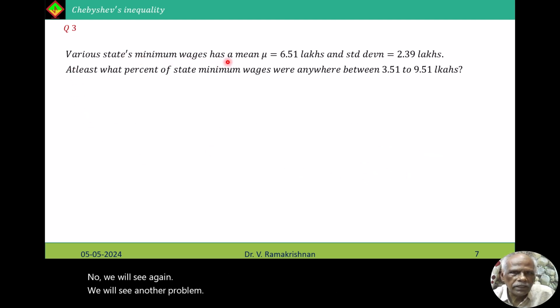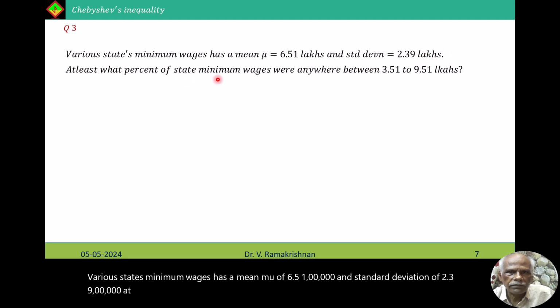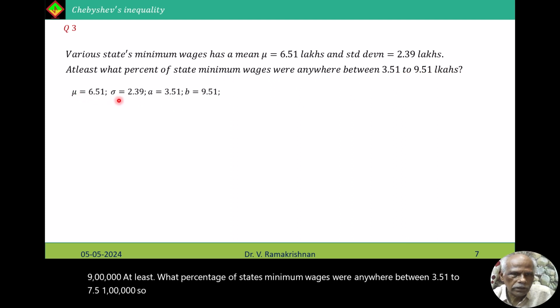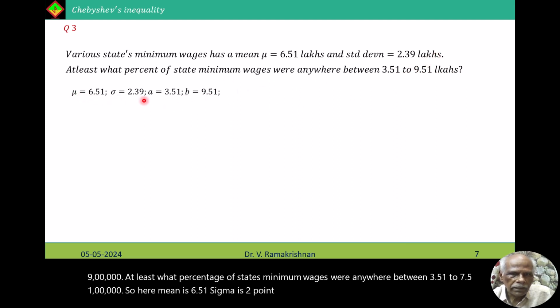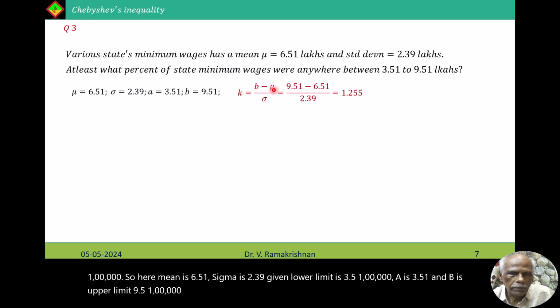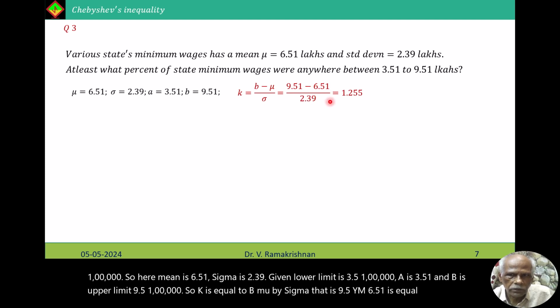Various states' minimum wages have a mean mu of 6.51 lakhs and standard deviation of 2.39 lakhs. At least what percentage of states' minimum wages were anywhere between 3.51 to 9.51 lakhs? So here mean is 6.51, sigma is 2.39 given, lower limit is 3.51 lakhs, A is 3.51 and B is upper limit 9.51 lakhs. So k is equal to B minus mu by sigma. That is 9.51 minus 6.51 is equal to 3. 3 by sigma is equal to 1.255.